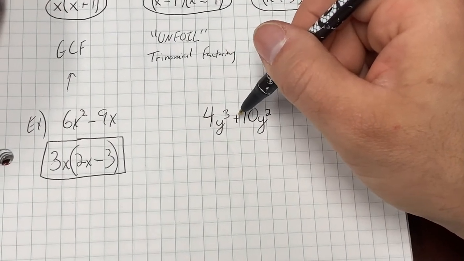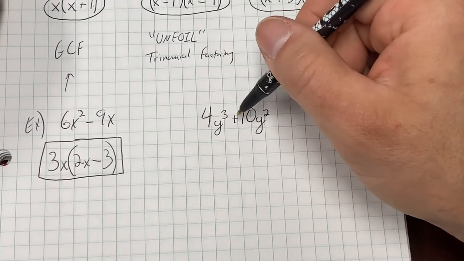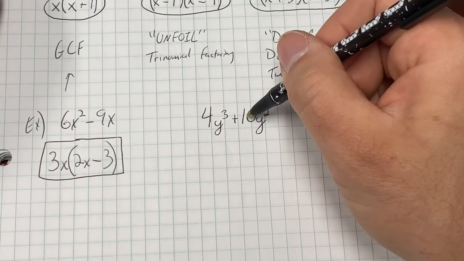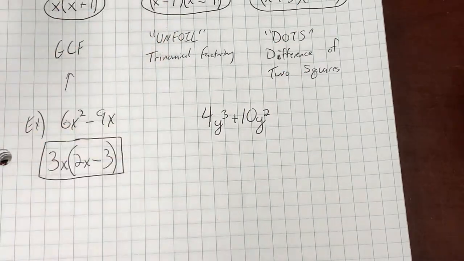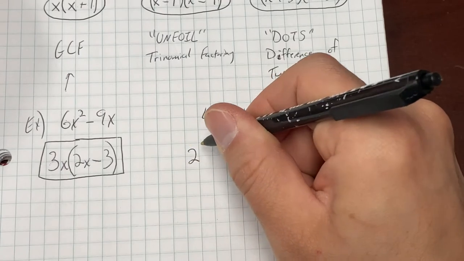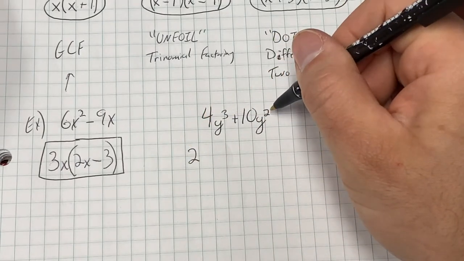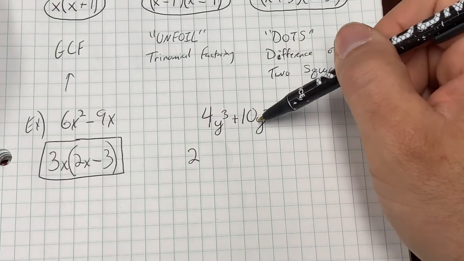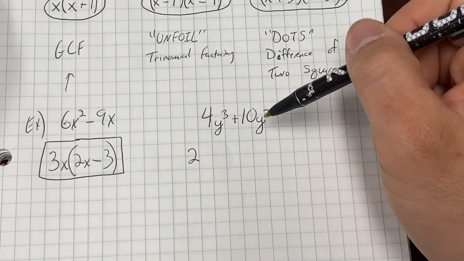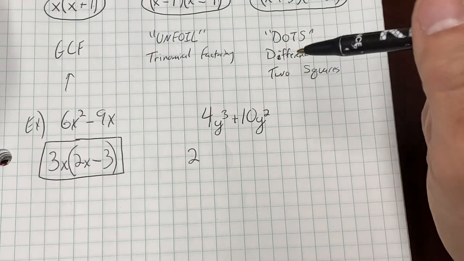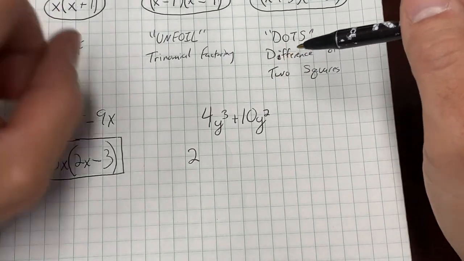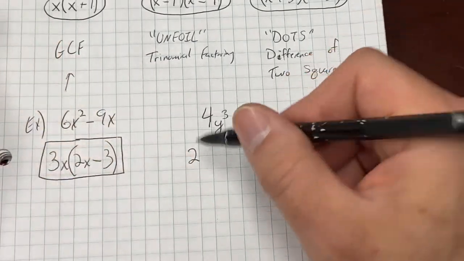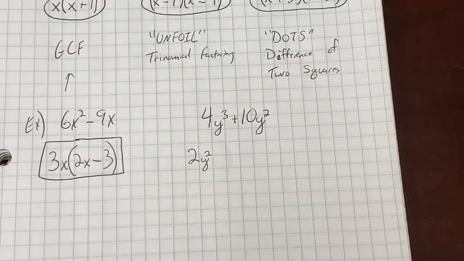4y cubed plus 10y squared. Coefficients of 4 and 10. What's the greatest common factor? 2. So we pull the 2. Now, y cubed, y squared. What's going to be the GCF there? This is 3 factors of y. This is 2 factors of y. How many factors of y do they have in common? It's not one factor of y they have in common. It's 2 factors of y they have in common. They both have 2 factors of y.